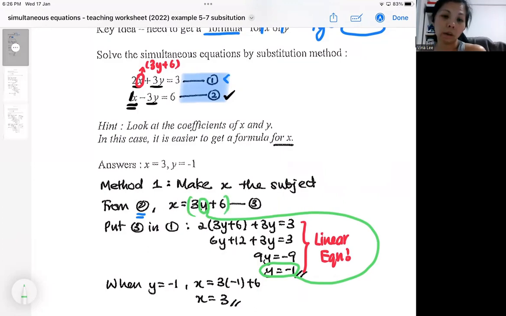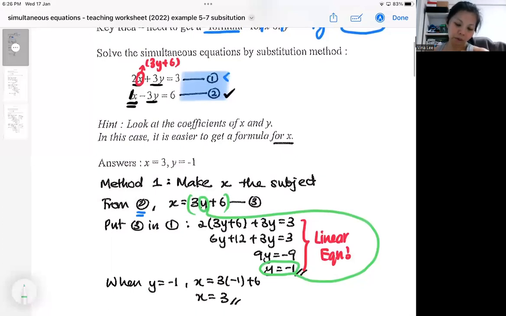Your x has a formula. 1x has a formula of 3y plus 6. So once you got your y, you put it into the formula to get your x. So that will be the idea. From here, if you can detect 1x, then you will use 1x.